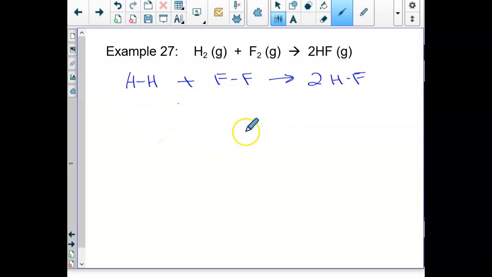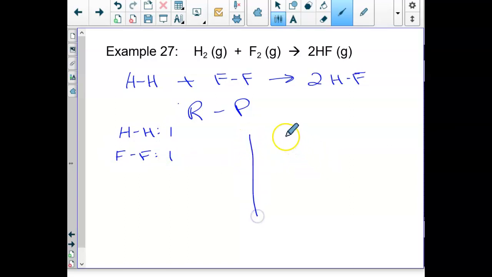Now you're going to think about the types of bonds you have on each side. So remember that we're going to take reactants minus products. This is the first time that the left is first. So we're going to look up, what kind of bonds do we have? We have HH bonds, and we have one of them. We have FF bonds, fluorine-fluorine bonds, and we have one of them. On the other side, we have HF single bonds, and there are 2 of them.